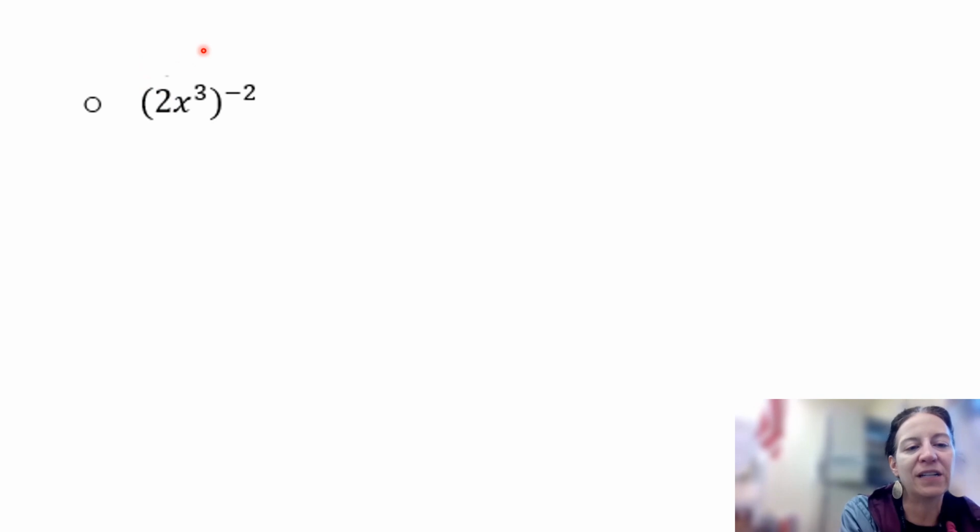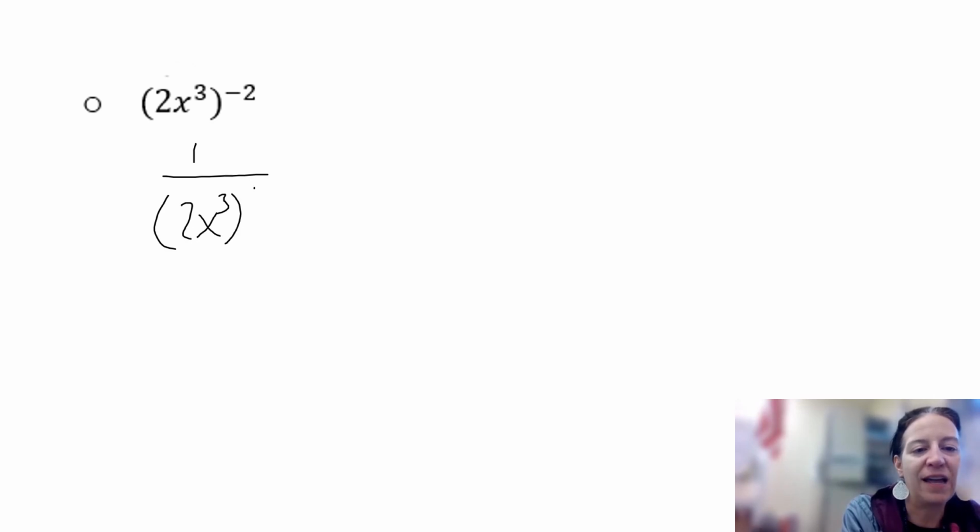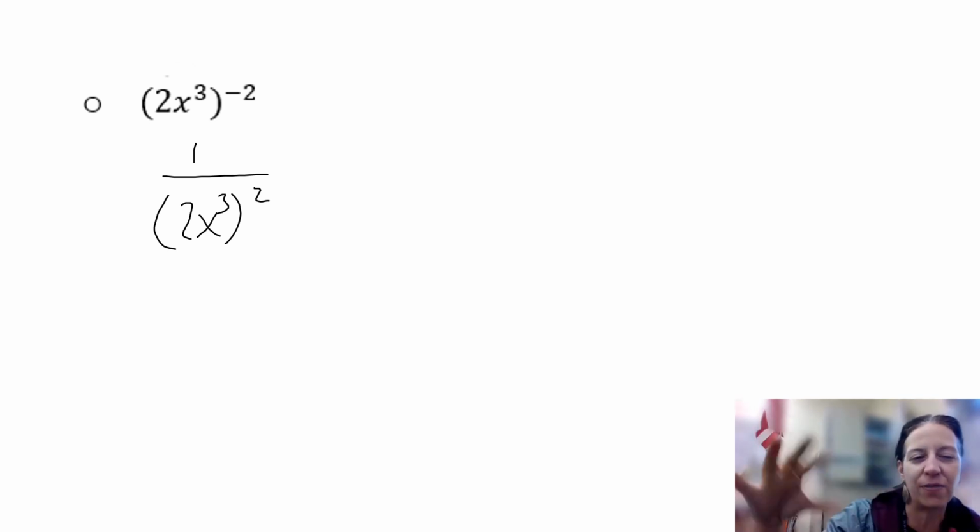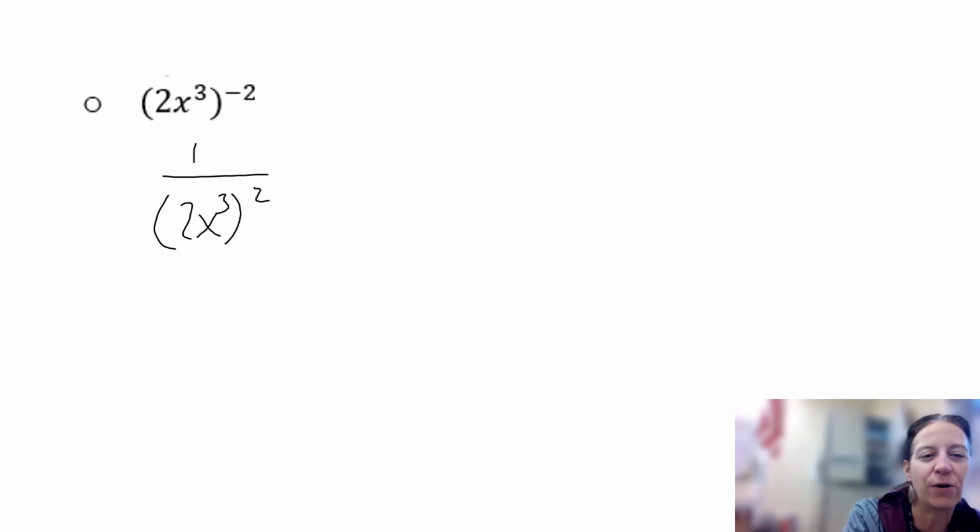What's got that negative exponent? The whole thing, the 2x to the third. So this is going to be 1 over 2x to the third, and now that is a positive 2. Technically, I think you can leave it there, but that would not be considered simplified all the way, because you still have the exponents raised to a power.